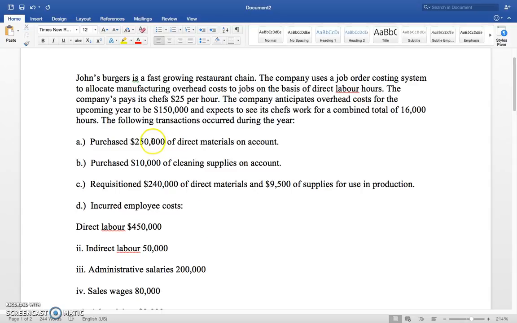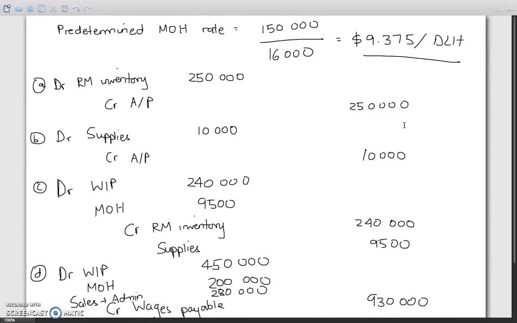Alright, so this paragraph is really about calculating your predetermined overhead rate. Remember guys, the first thing that you want to do for job order costing is to calculate your predetermined overhead rate. That's step one. From this paragraph, I'm going to take the expected MOH and the expected base activity, in this case the direct labor hours, so the figures are 150,000 and 16,000. Over here, I've calculated it out for you guys. So it's 9.375 per direct labor hour.